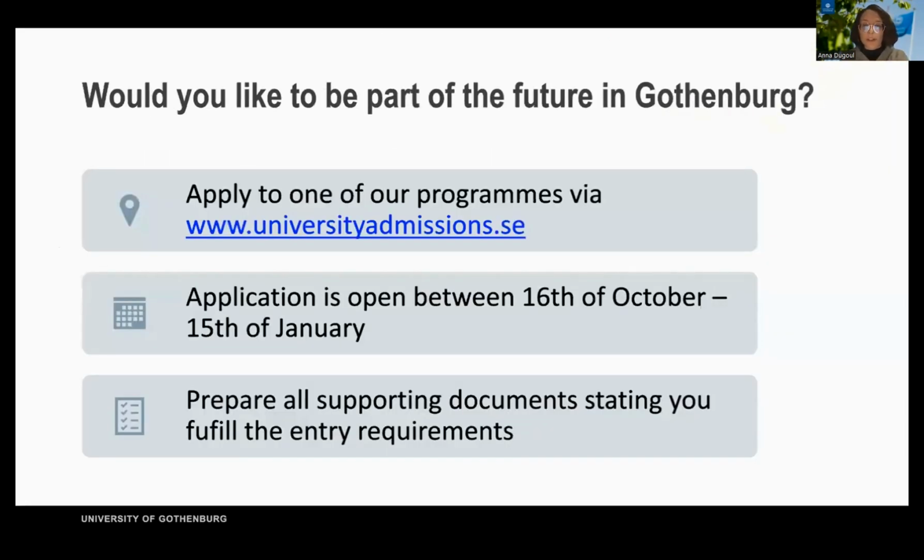If you want to be a part of Gothenburg University next year, you should apply to one of the programs through this link, universityadmissions.se. It concerns the whole of Sweden. The first round of application is between the 16th of October and the 15th of January. It's very important that you prepare all supporting documents stating that you fulfill the entry requirements, because depending on the country that you come from and your situation, you will have different requirements than someone else.